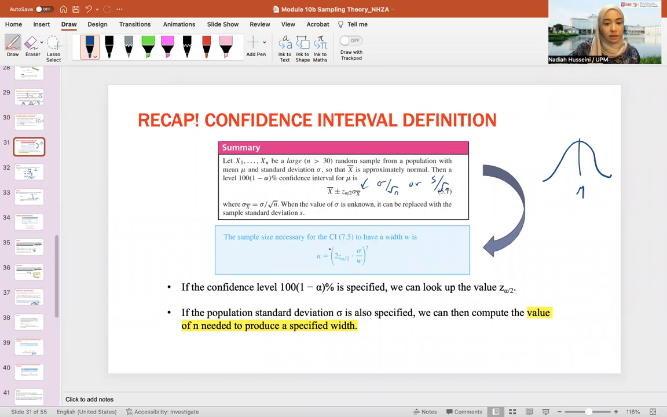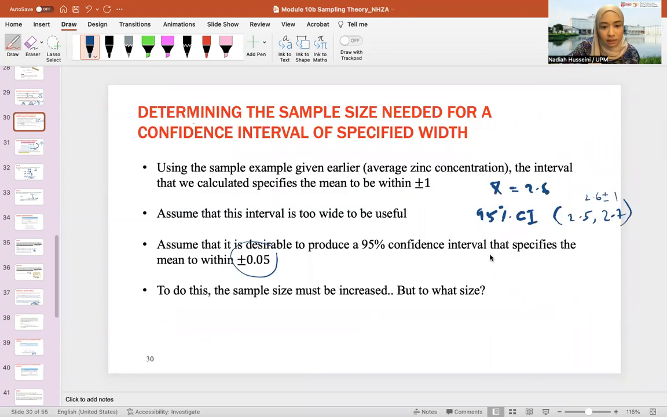So the sample size necessary for a confidence interval to have a width W is given by this equation. I think the previous equation was much easier to look at. So we're talking about a 95% confidence interval, right? So 2 times 1.96 because it's a 95% CI. And then our standard deviation, or our S, was it given? I don't remember. And then the width that they specified for us was 0.05. Let me go back to the question again.